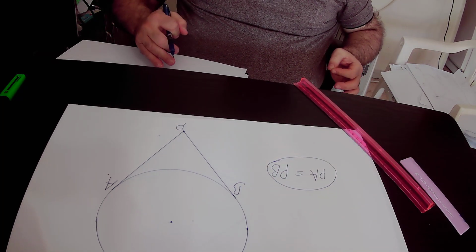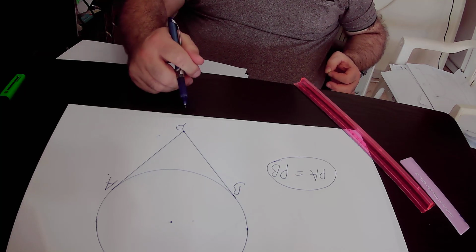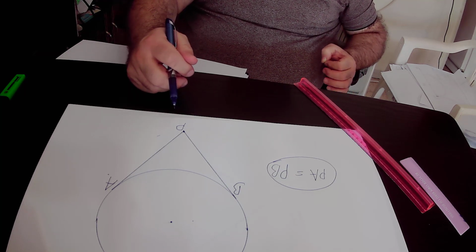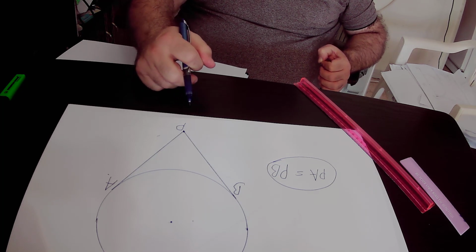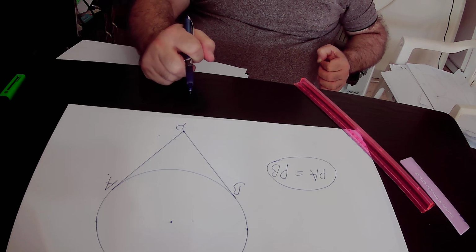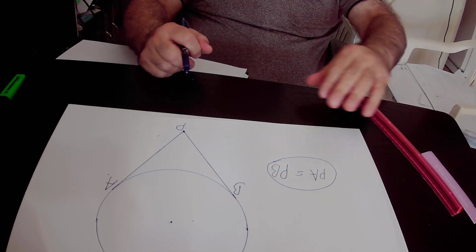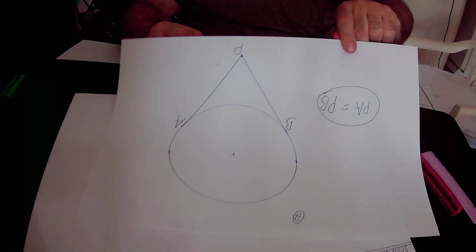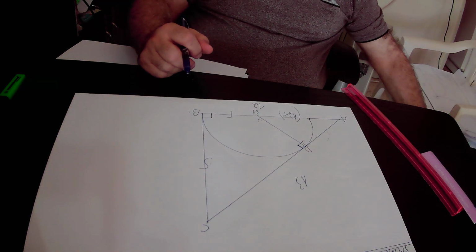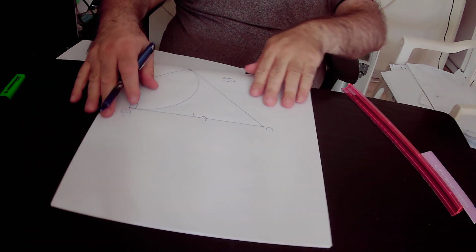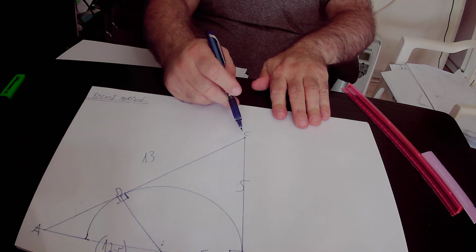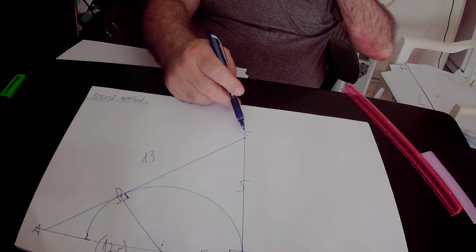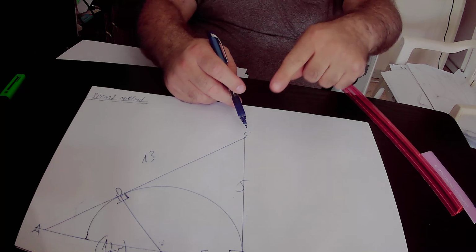So whenever you draw from a common external point of a circle two tangents to that circle, then the lengths of those two tangents will be equal to each other. In this case, PA will be equal to PB. Okay, so we can actually implement two tangents theorem in our drawing, because in our drawing we have the external point, point C, and from the common external point, point C, we have two tangents to this semicircle.